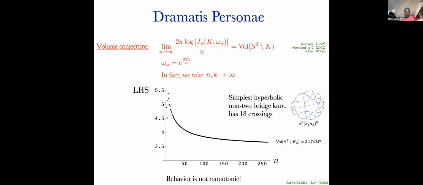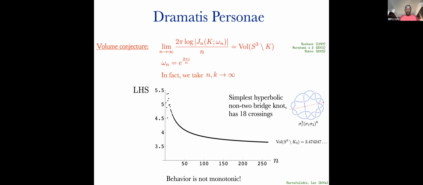This is conjectural, but we can see this behavior for a few knots where we can compute colored Jones polynomials to large numbers. One such knot is this knot K0. It's simple in the sense that it has a small number of ideal tetrahedra that triangulate the knot complement. It's an 18 crossing knot, so it's not simple in that sense.